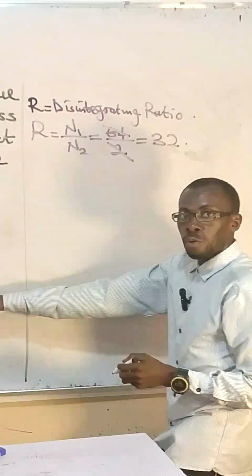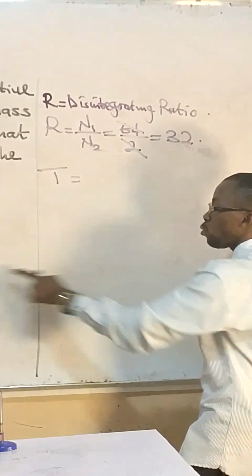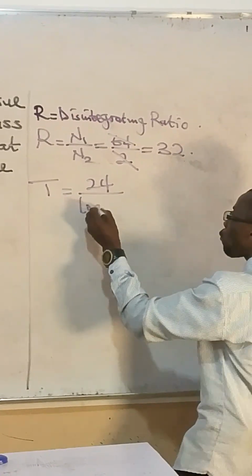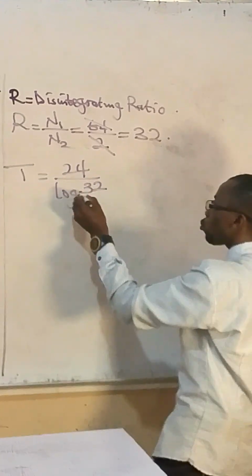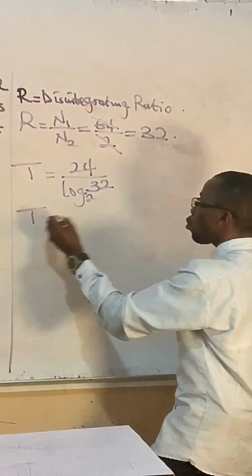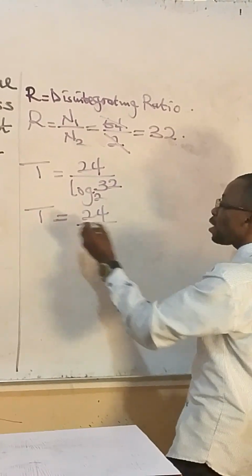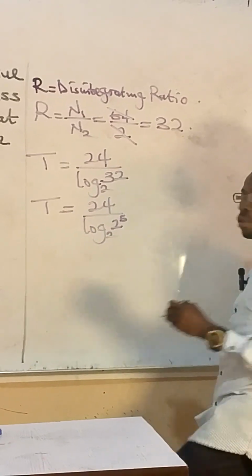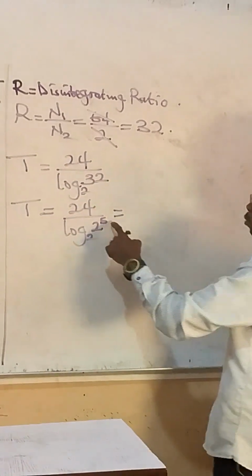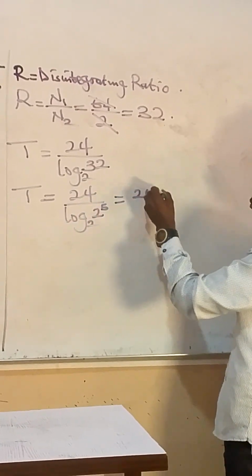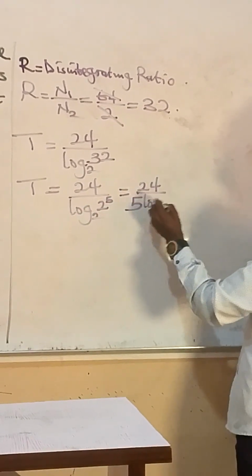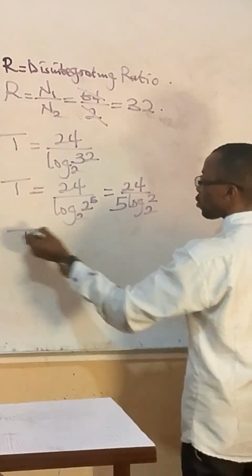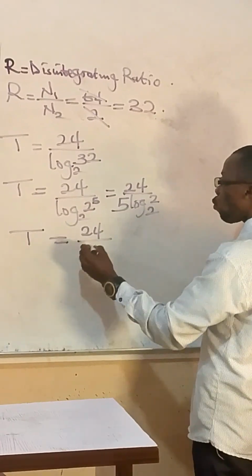Put this back into this formula now. So we have T equals, small t is 24, 24 over log of 32 to base 2. And 32 is the same thing as 2 raised to power 5 to base 2. According to the power law in logarithm, we move this 5 in front of the log. You have 24 over 5 log 2 base 2. Here, the logarithm of a number to the same base is 1. So we'll be left with T equals 24 over 5.